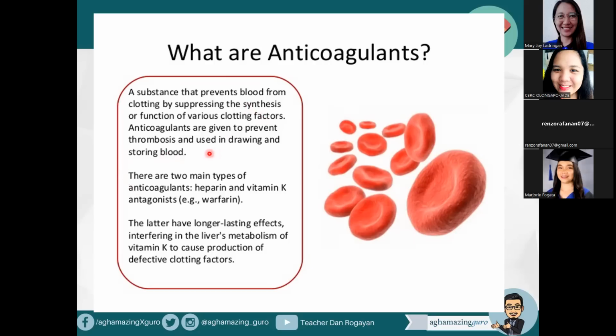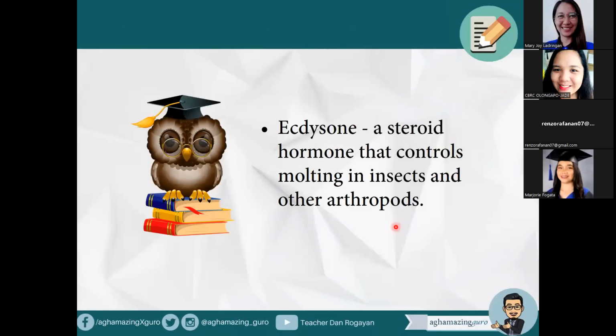The anticoagulants are given to prevent thrombosis and used in drawing and storing blood. There are two types of anticoagulants, heparin and vitamin K antagonists. So the latter have longer lasting effects, interfering in the liver's metabolism of vitamin K to cause production of defective clotting factor. So pag tinabing clotting, sa Filipino, we call it pag-ampat. So inaampat yung dugo para hindi tuloy-tuloy na magdugo.